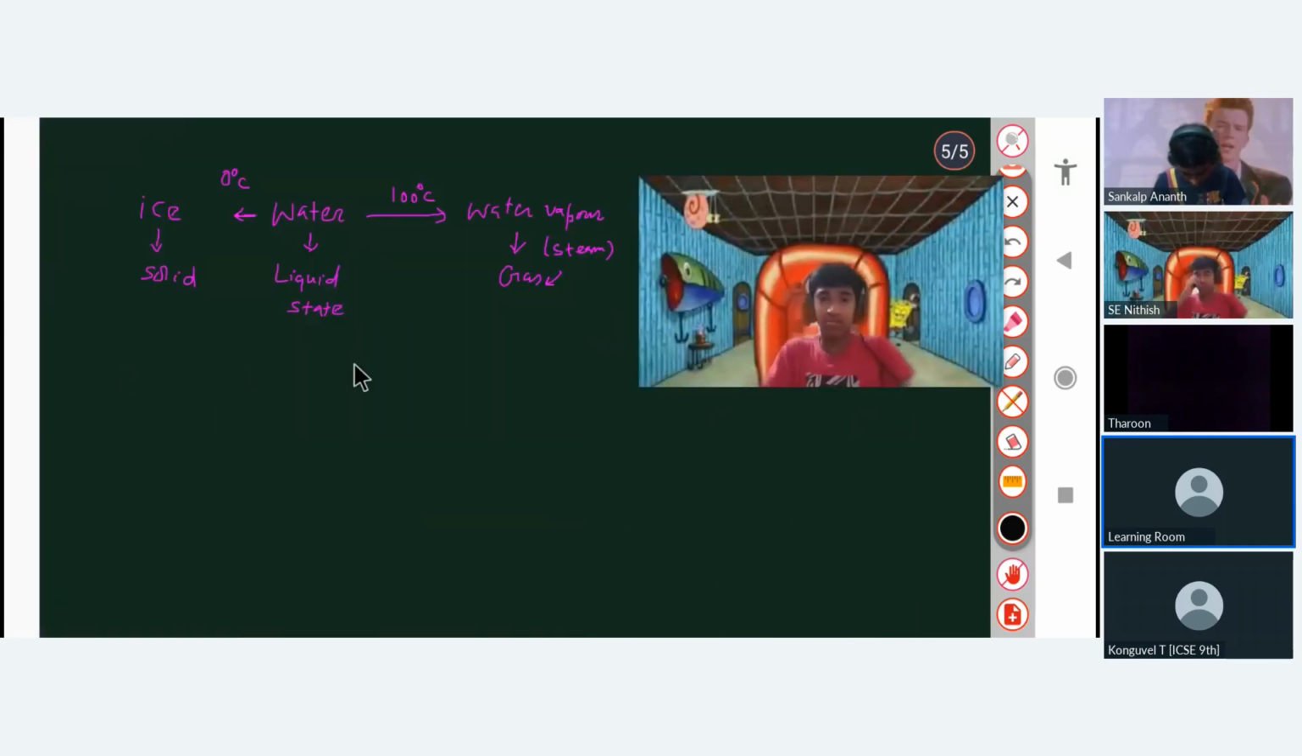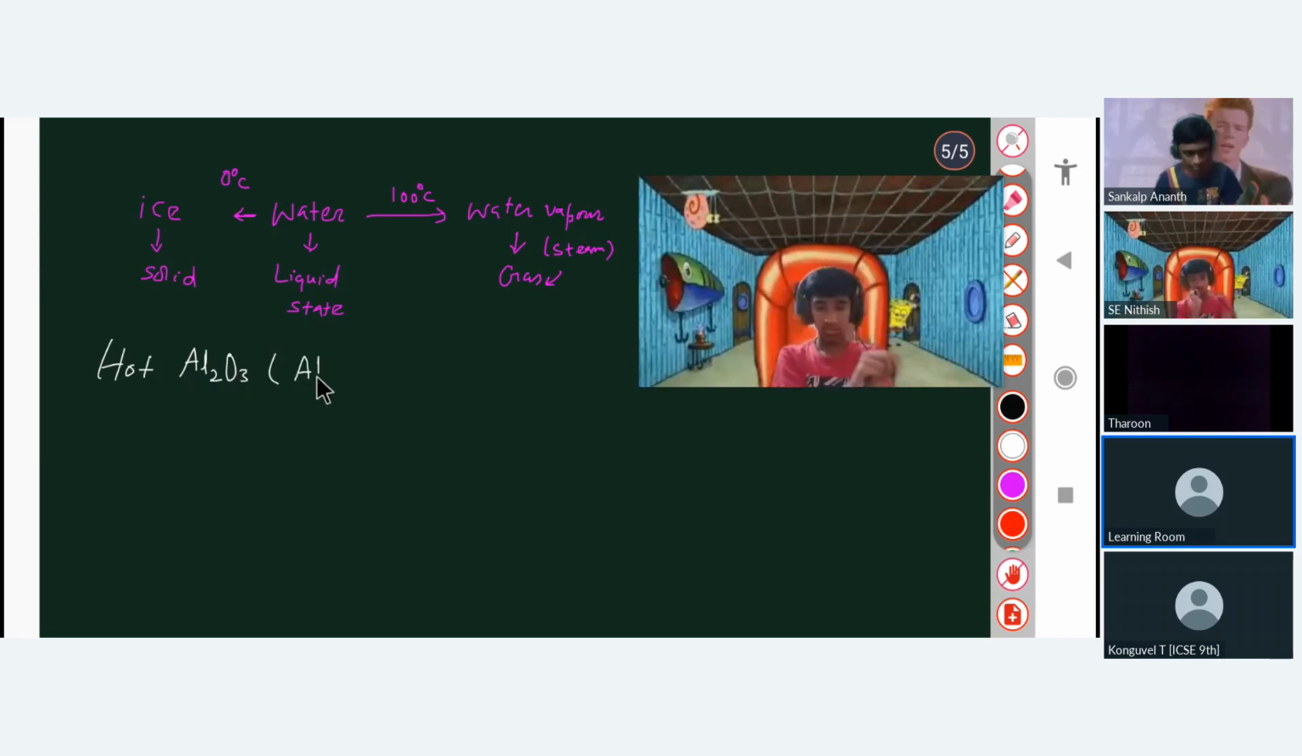See, actually, whenever you have aluminum oxide, Al2O3, it is known as alumina. You will remember that it is known as alumina. And this alumina is used as a dehydrating agent. Yes, sir, I got it. It is used as a dehydrating agent.